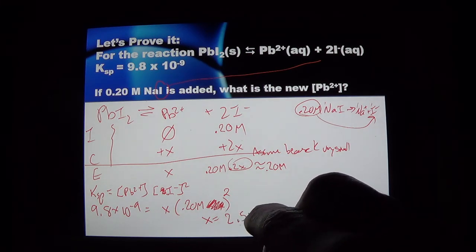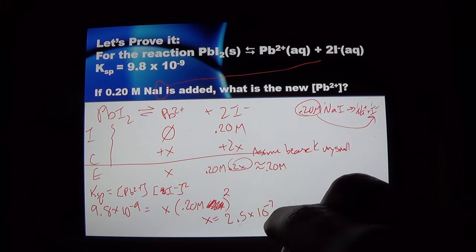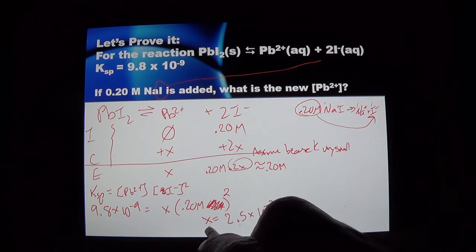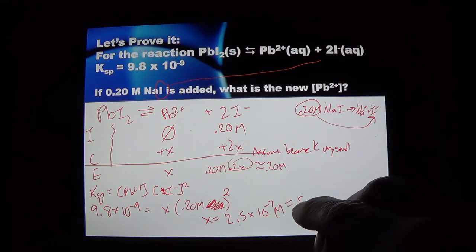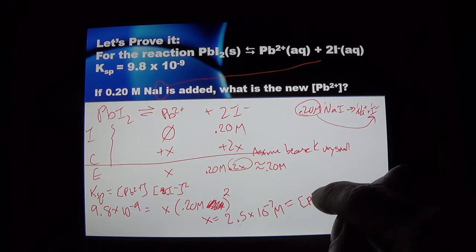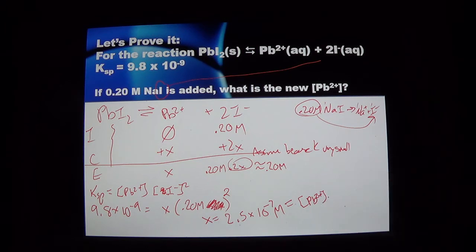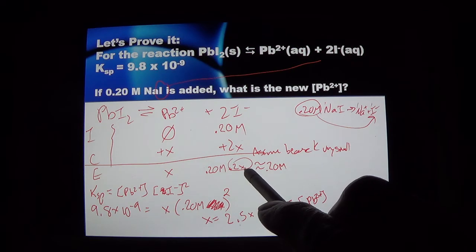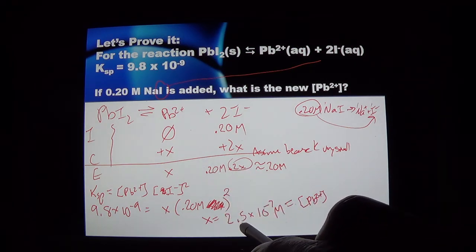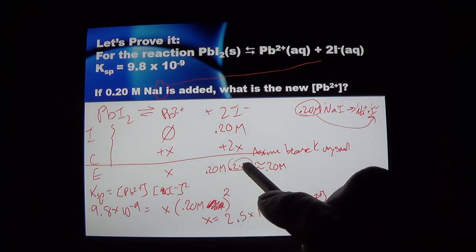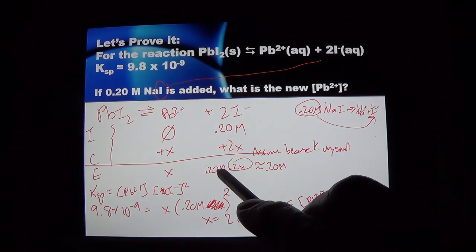2.5 times 10 to the negative 7 molarity, because what does x stand for? Well, x up here stood for the concentration of lead. So that is the new concentration of lead 2 ion. Okay. Now, real fast, was I correct in my assumption? Well, yeah, that goes to the 10th place, and this goes to like the 10 millionths place. So that little bit of plus 2x is going to make zero difference by the time we round to our appropriate significant digits on this.